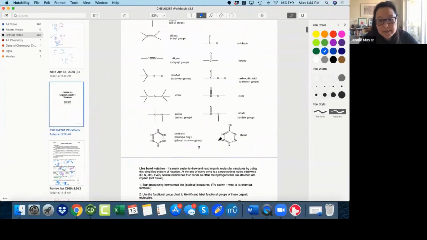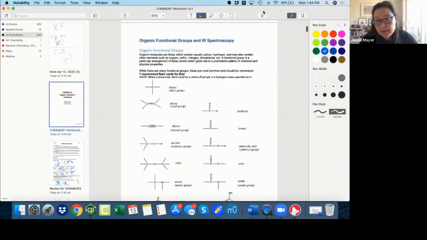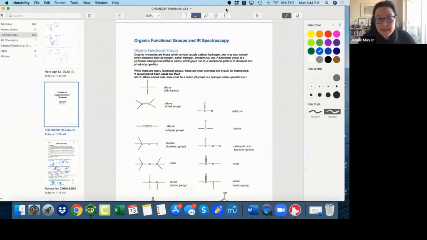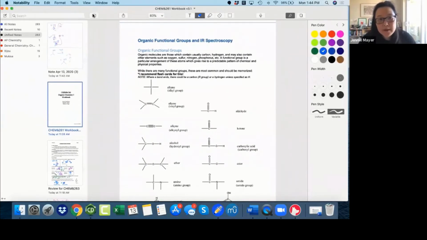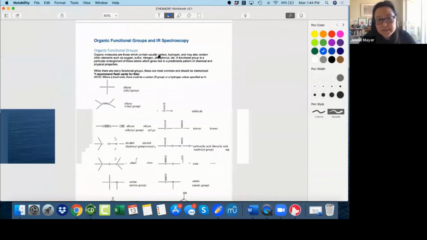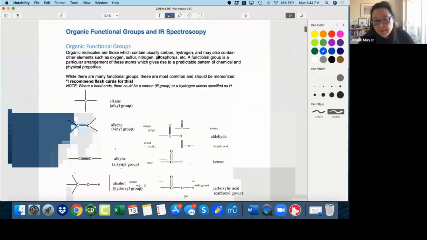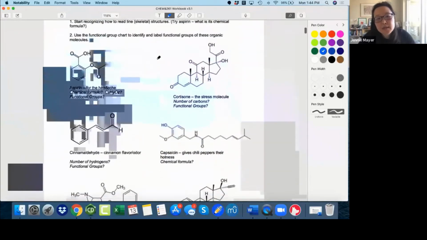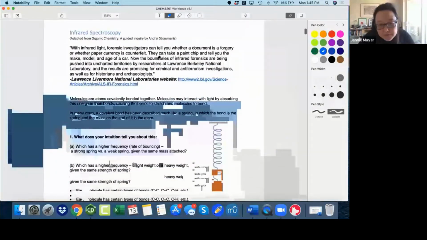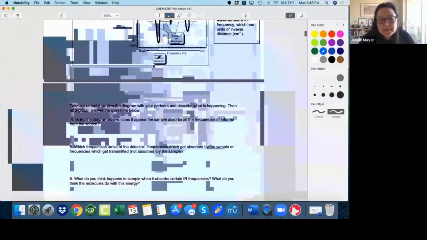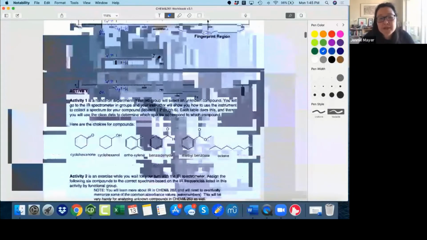So I'm going to start here on page 3. And the goal for today is to do pages 3 through 10. And in the process, we're going to learn about what organic functional groups are, what you need to know about them, and how we know that they exist, how we measure for them. And so we're going to talk about infrared spectroscopy.